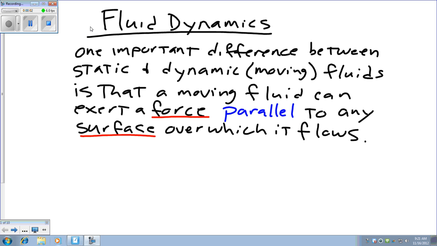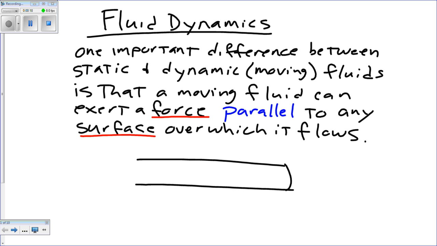Fluid dynamics. One important difference between static and dynamic or moving fluids is that a moving fluid can exert a force parallel to any surface over which it flows. So if I were to draw a pipe, just any old tube, with a fluid flowing through it, there is a force on that pipe. The fluid exerts a force on the pipe.